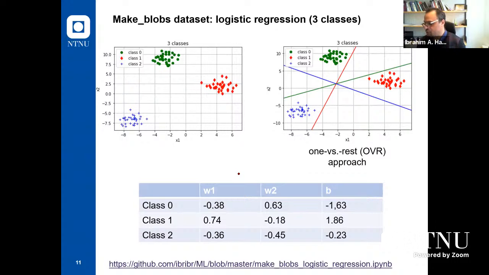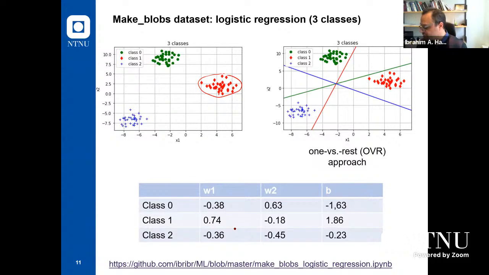I did that one using logistic regression. For example, we have 3 classes, and you have the code also here. It's the make_blobs dataset from sklearn. We use it to generate these datasets. You can control the number of data points generated, and you can control the standard deviation of each class, so you can create some kind of overlap between classes.